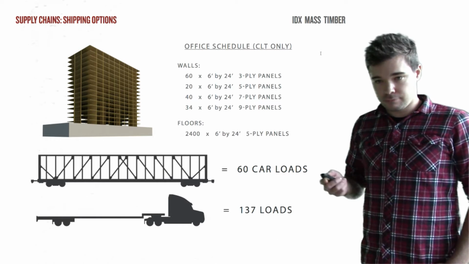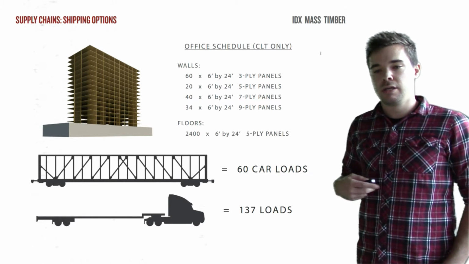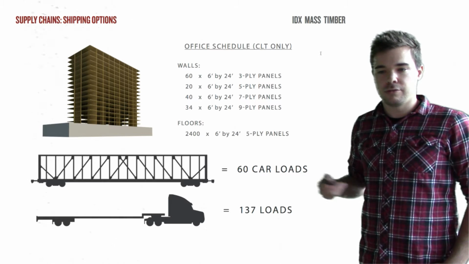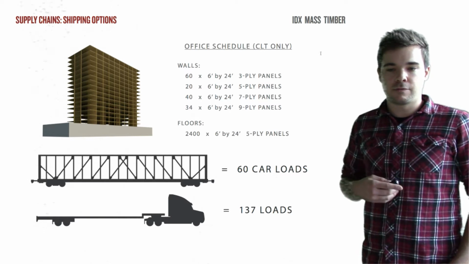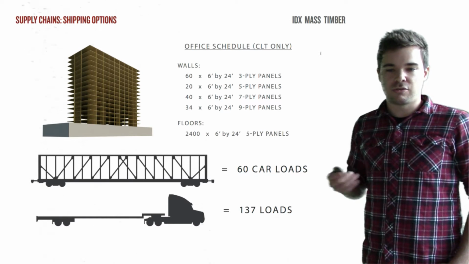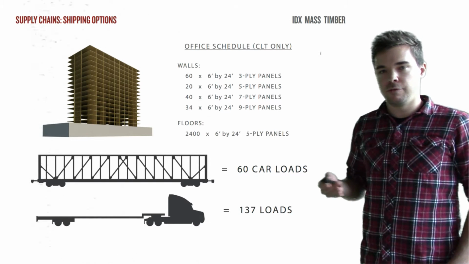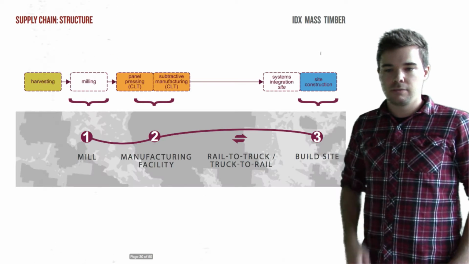And because CLT is so easy to build and so quick to construct, it's not unreasonable for us to assume that it would only take a few trips for rail. So when we have the option for rail, we're going to try to use it in this analysis. However, if it's just a short distance, it's not really worth the trouble of moving all the material from truck to rail and then back from rail to truck.